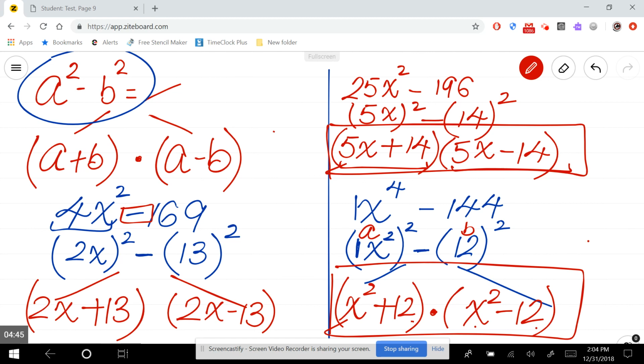Just write this formula down and remember it, because it won't be provided on the test and you would be expected to know it. Just for a summary, what is the formula? a squared minus b squared is a plus b times a minus b. And then we use that formula to solve our question.